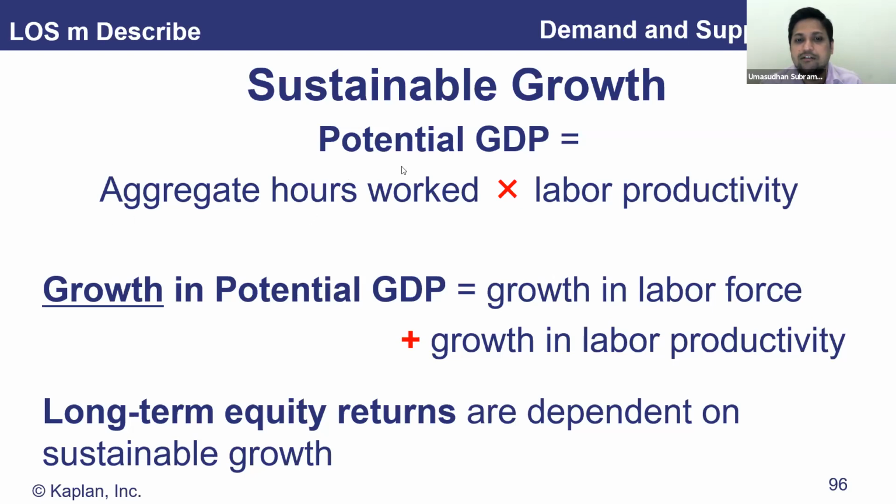If you want to increase your potential GDP, you need to increase the number of hours you work, aggregate number of hours. So you identify all the people who work in a country, multiply it by the number of hours that they work, add all of them together, that's the aggregate hours worked, times the productivity. So these are the two factors that are going to have an impact on your sustainable growth rate. So for growth in potential GDP, you either grow your labor force by relaxing your immigration rules, or you grow labor productivity. Provide training, good education, those things can improve productivity.